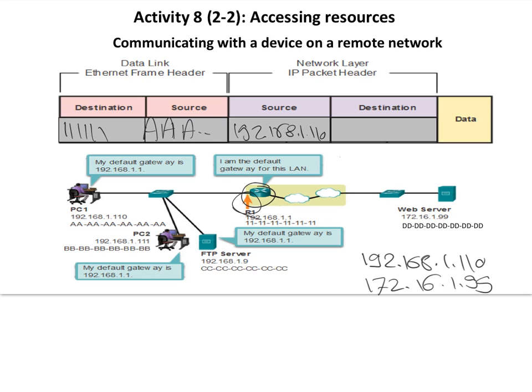172, huh? Not the logical address of the default gateway. Right? Remember that. Logical address does not change. Physical address changes from one LAN to another. So the destination logical address is 172.whatever.95. Okay?